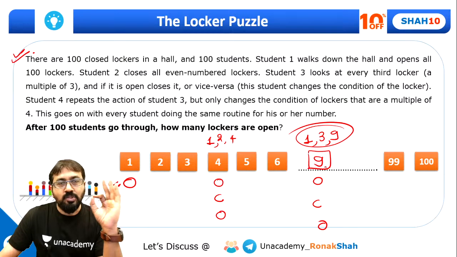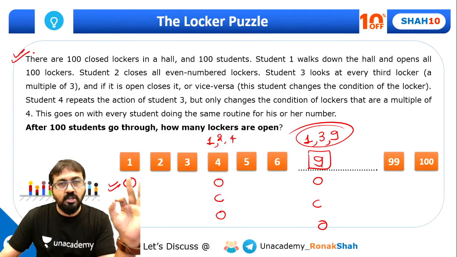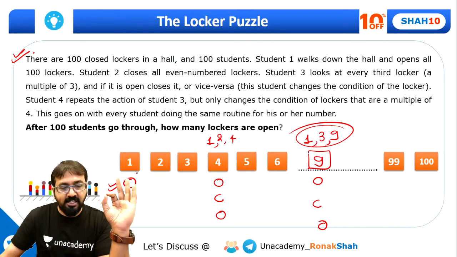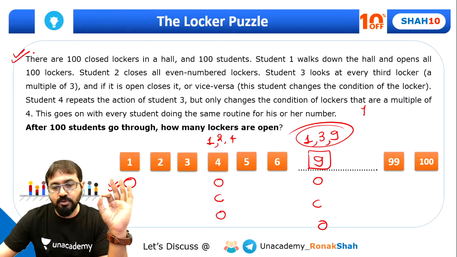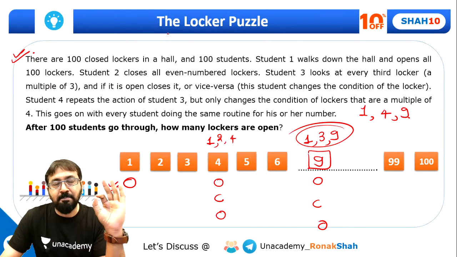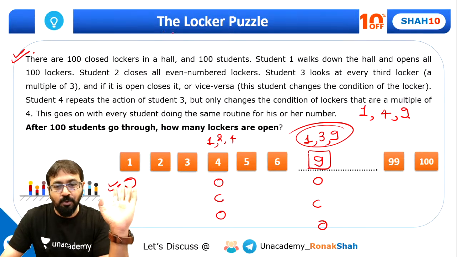So ultimately, guys, all those numbers which have odd number of factors, those lockers will remain open. So which are those lockers with odd number of factors? Among 1 to 10, of course, it's 1, 4 and 9. Yes, so now Arsh has come up with the answer. All the perfect square lockers will remain open.